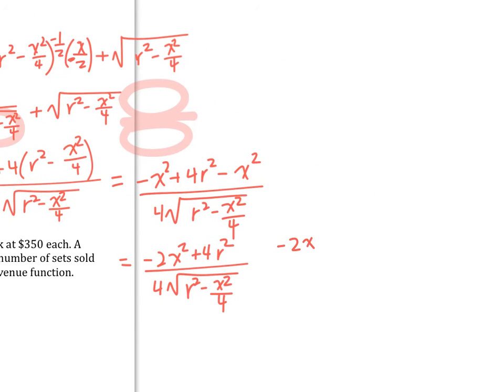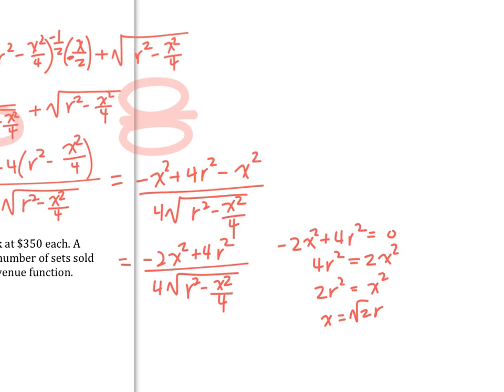Negative 2x squared plus 4r squared is equal to 0. We're solving for x, okay? R is just a variable. 4r squared, r is just a constant, equals 2x squared. So divide by 2, 2r squared equals x squared. Square root, x is equal to square root 2r. We don't take the negative because we're talking about real circles, so we don't want to go negative.